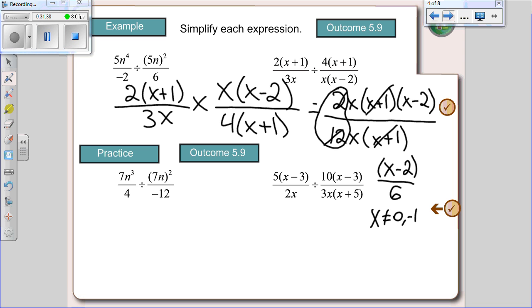So what if there was a different coefficient? If this one didn't exist, for instance, and this was x times x minus 2, you would have to include both 0 and 2.